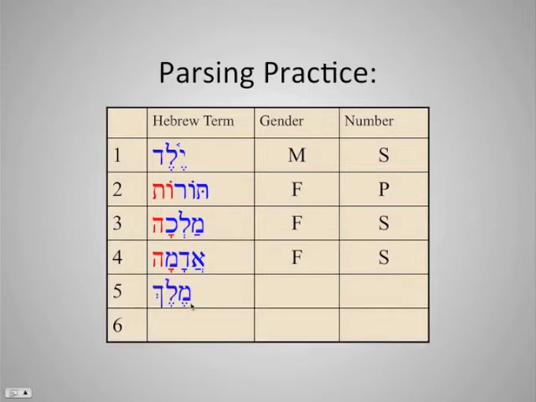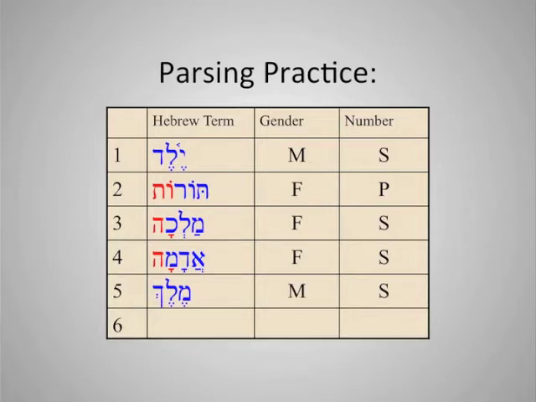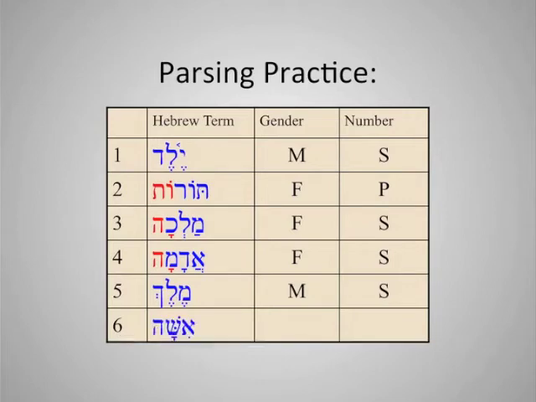Number 5, we have the word melek. Melek actually means king. That's its translation. And note, if we were looking for an ending, we wouldn't find one. This particular term ends in a final kaf. That's not one of our noun endings that we've learned, so that tells us there is no noun ending here. For that reason, we actually have a masculine singular noun, melek.